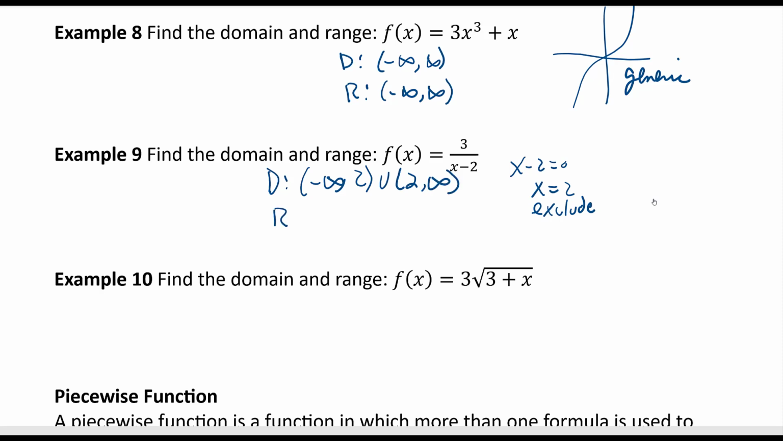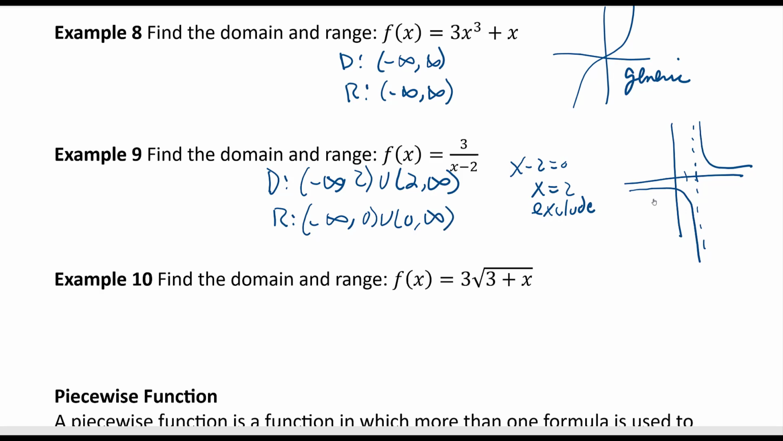And now let's look at the range. So this one, if we were to look at the graph of this, it's going to be over here doing something like this. So we're still going to exclude out of here that y equals 0 because it's never going to reach there. So it would be negative infinity to 0 union 0 to infinity.